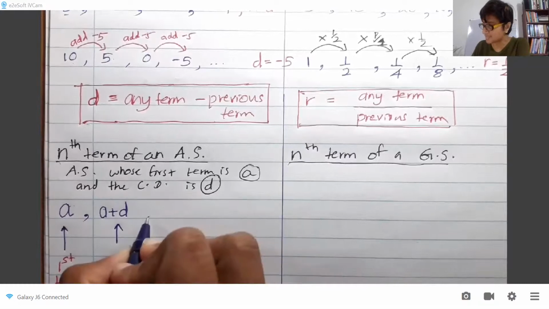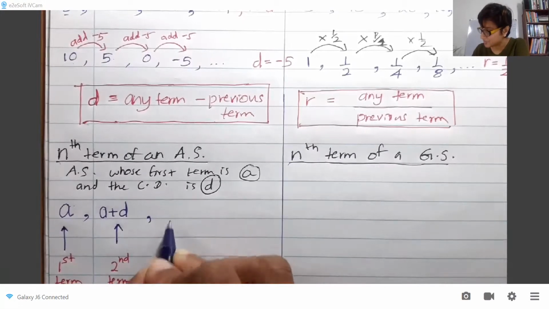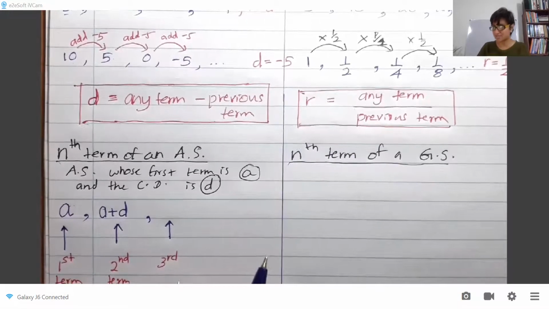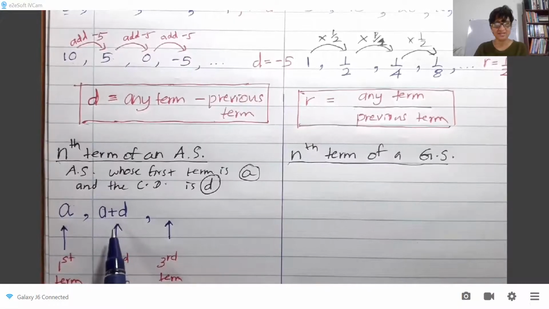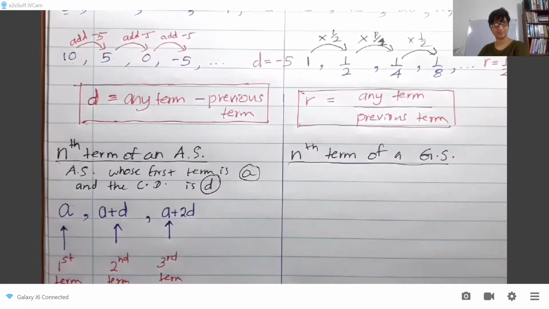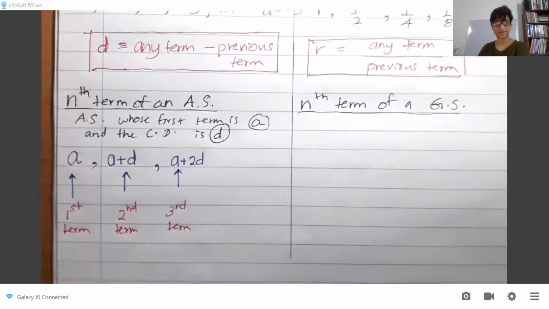Can you tell me what my third term would be? Can I still write only in terms of A and D what my third term is? I need to add another D to this, isn't it? Yes, Senitu. So A plus D plus D. That would give me A plus 2D. That's correct. Now, to get to the third term, I have to add 2 Ds, right? So A plus 2D would be the third term, right?